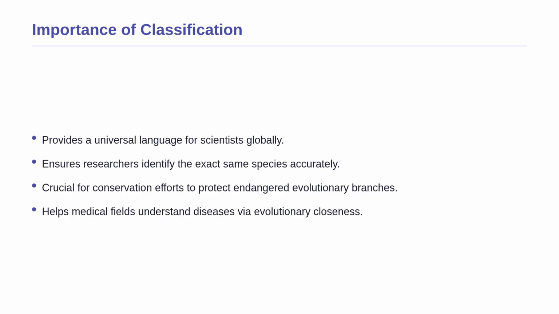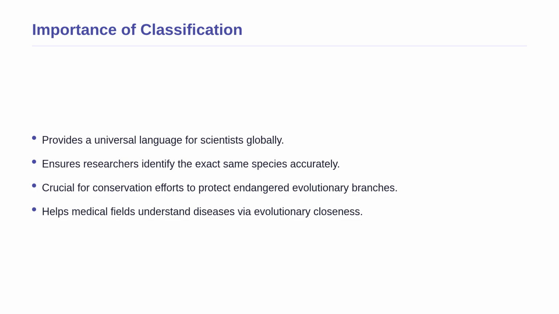You might be wondering why we spend so much time meticulously sorting and naming these animals. The primary reason is that classification provides a universal language. It ensures that a researcher in Japan and a researcher in Brazil are talking about the exact same species without any confusion. Furthermore, this system is absolutely crucial for conservation efforts.